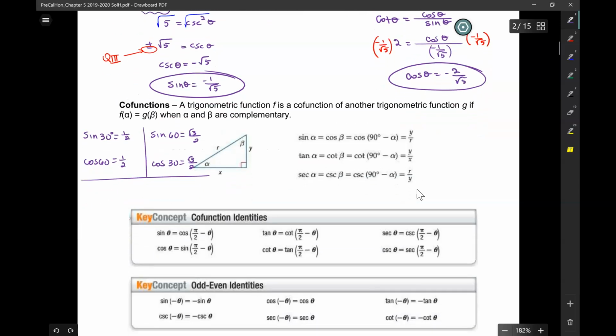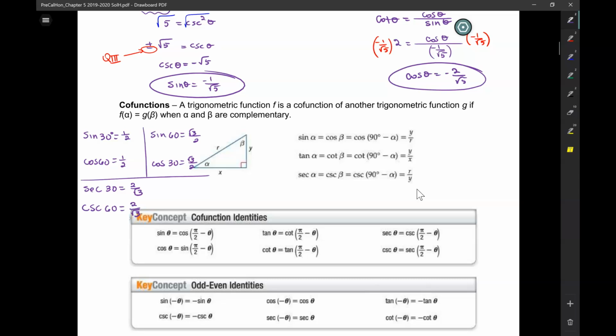What's secant of 30? 2 over root 3. What's cosecant of 60? It is 2 over root 3.